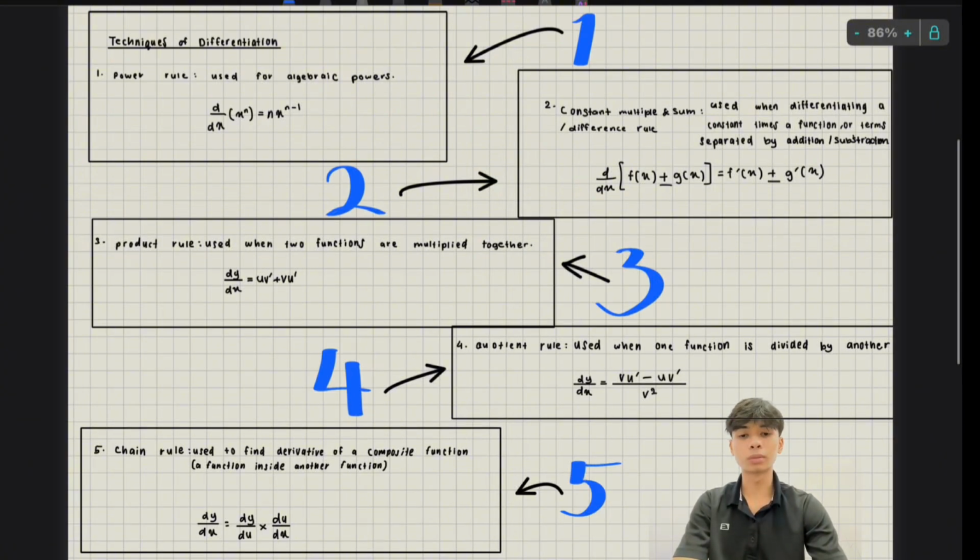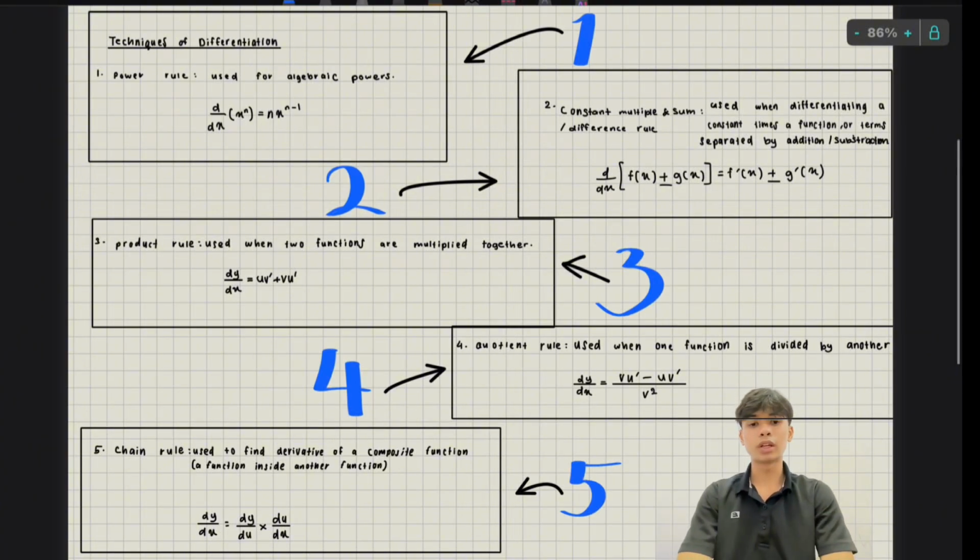The third rule is the product rule. It is used when two functions are multiplied together. The formula is dy over dx equals u v prime plus v u prime. The fourth one is the quotient rule. It is used when one function is divided by another. The formula is dy over dx equals v u prime minus u v prime over v squared. The last one is the chain rule. It is used to find the derivative of a composite function, which is a function inside another function. The formula is dy over dx equals dy over du times du over dx.